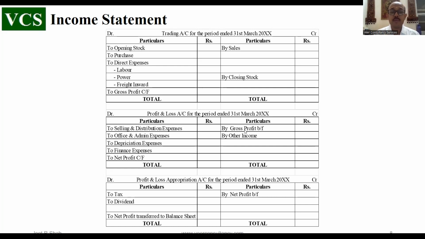Now, while the GP shows the economics of business, net profit shows the management of business. The third part that I have shown over here is known as the profit and loss appropriation account. The profit and loss appropriation account shows the allocation of net profit, that is, it can be used to make tax payment, it can be used to give dividends to the shareholders, etc. So this is something known as the income statement, how it looks like.